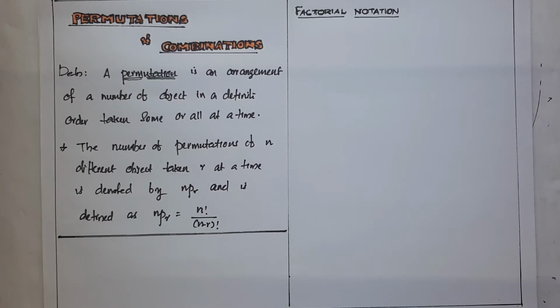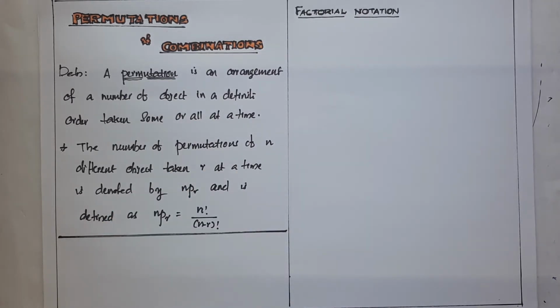Permutation means it's an arrangement of objects taken r at a time or all at a time. Combination has the same definition: it's an arrangement of n objects taken r at a time or all at a time. But in permutation we concentrate on order also. That means order is considered. But in combination, order is not considered. The detailed explanation will be given after we give some explanation.